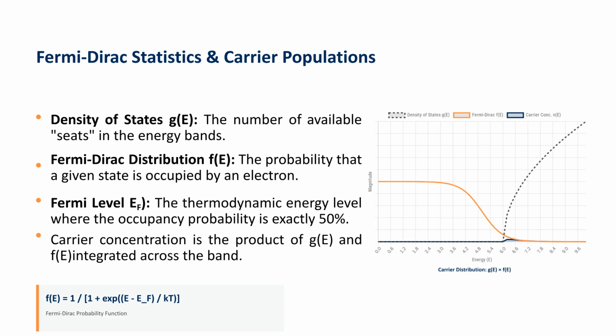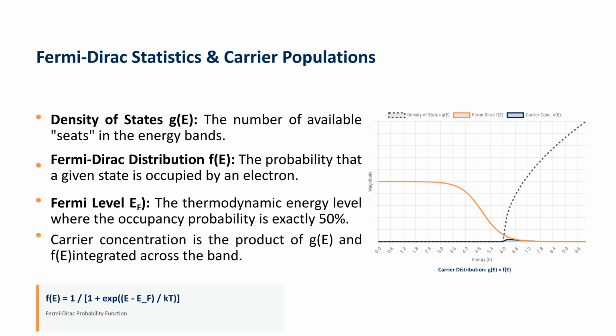To figure this out, we need two mathematical functions. First, the density of states. Think of this as the number of available seats in our energy band theater. Just because a band exists doesn't mean there is equal room everywhere. The number of states typically increases proportionally to the square root of the energy as you move deeper into the band. Second, we need to know the probability that a given seat is actually occupied by an electron.